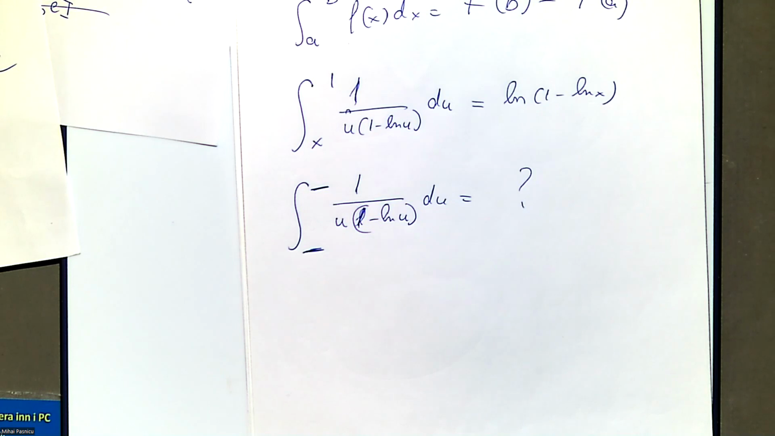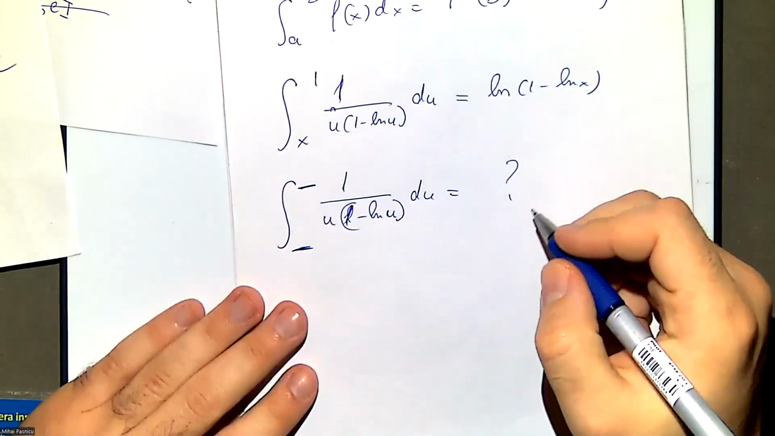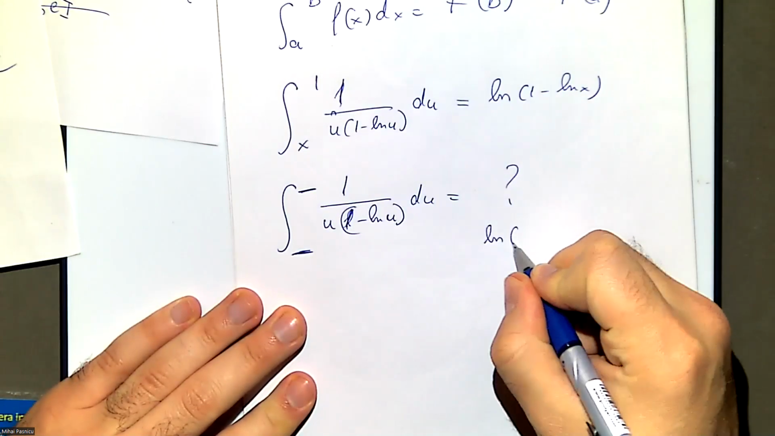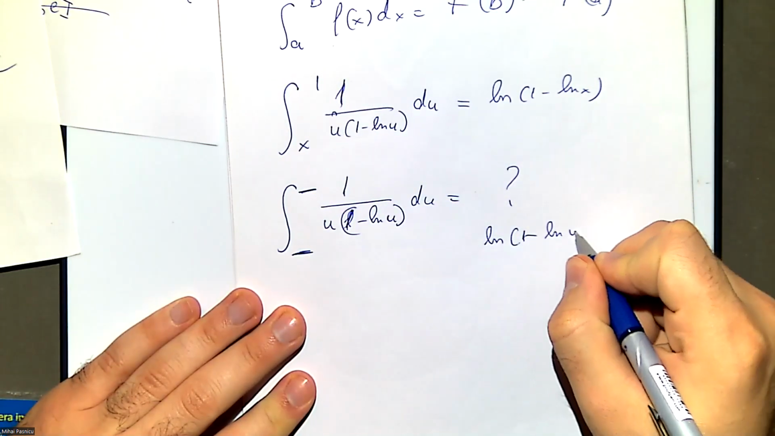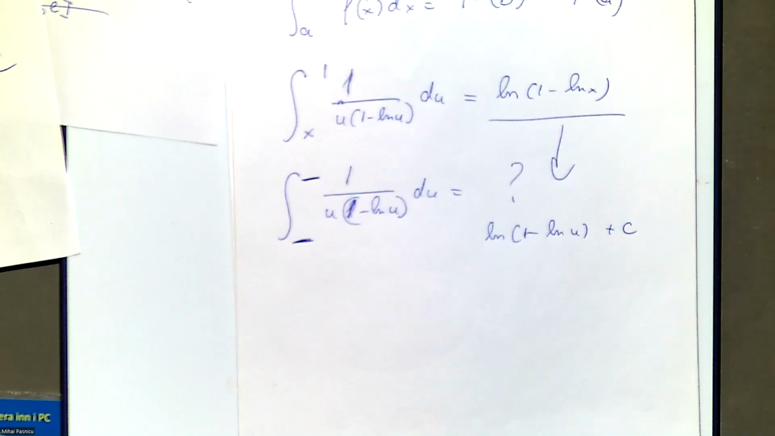And you have to think that maybe, ideally, I'm dreaming, maybe it's just ln of 1 minus ln of u plus a constant, right? Maybe it's just the same thing. You got to think of that. And the only way you check this is basically just by taking the derivative of the right-hand side and seeing if it's equal to what you want it to be equal.